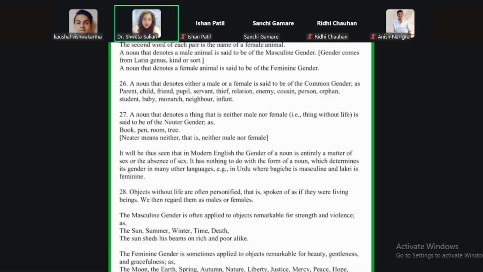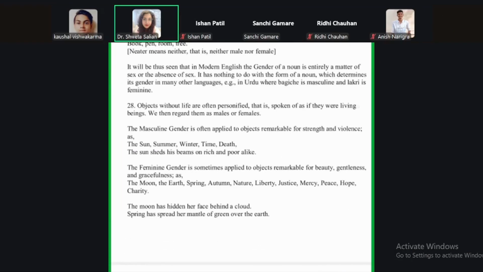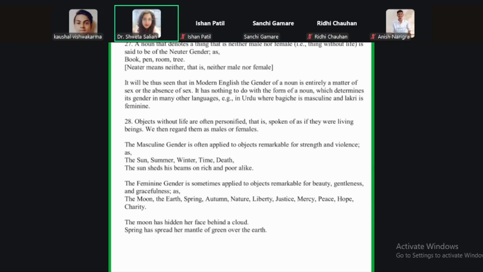But what you have to note is number 28, where we are talking about objects without life which are personified, like the weather, the sun, summer, winter, time, death, etc. How do you know which one is masculine and which one is feminine? Bus also is personified, right, ma'am? Yes, the bus is masculine gender.